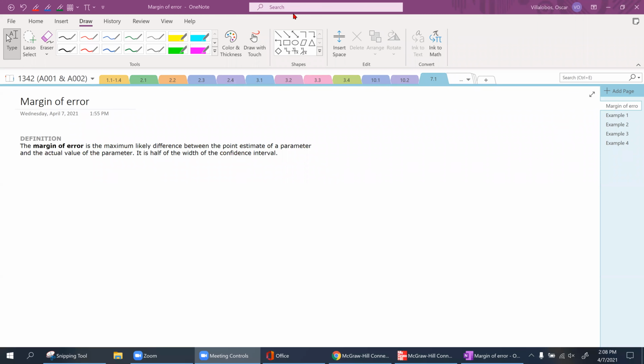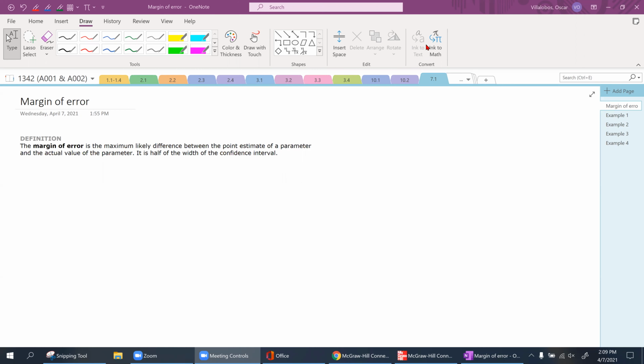Hello class, welcome back. Today we're going to continue with section 7.1 in our textbook. This is page 362, where we'll be talking about confidence intervals.